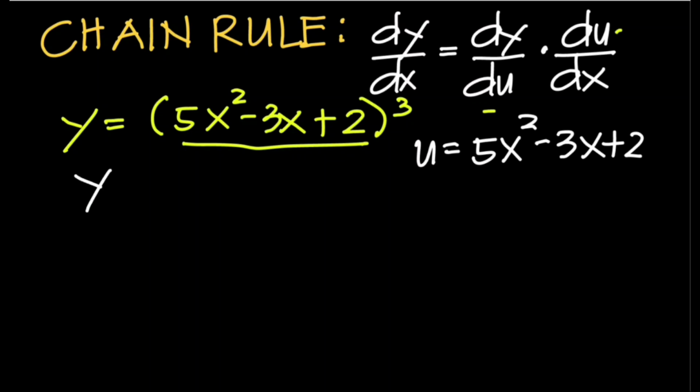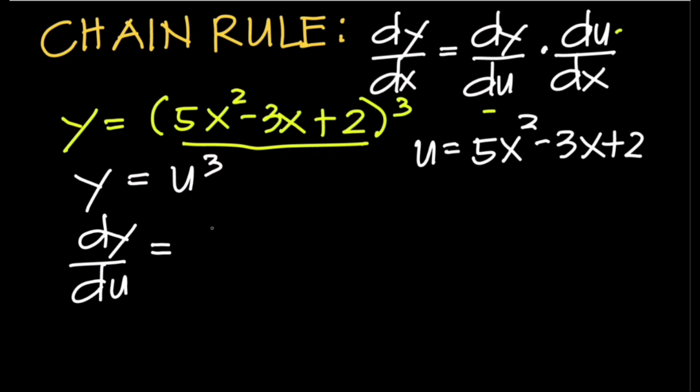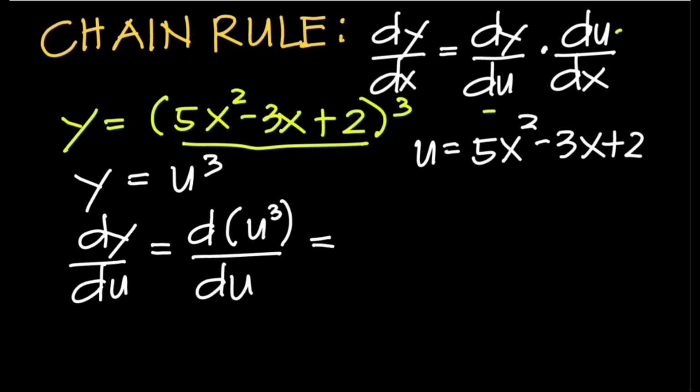Therefore, our function here would become y equals u cubed. Alright, so we find dy over du. And dy over du is just the derivative of y, or the function u cubed, with respect to u. So we use the power rule. So this is just 3u to the 3 minus 1. So this is just 3u squared. So now we already have the dy over du.